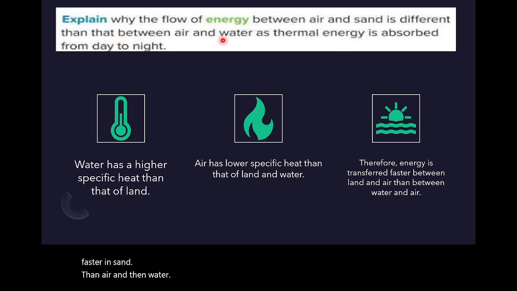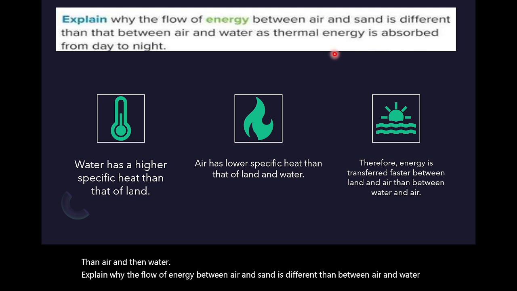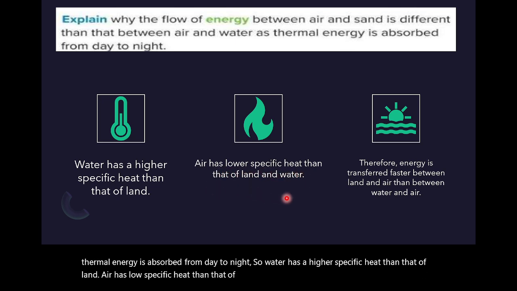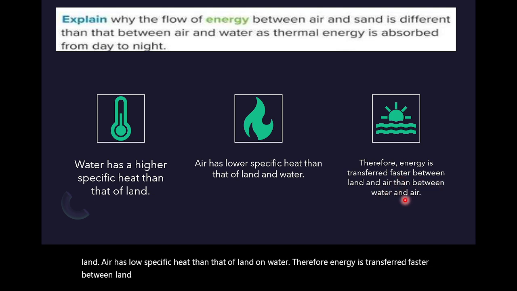Explain why the flow of energy between air and sand is different than between air and water, as thermal energy is absorbed from day to night. Water has a higher specific heat than land. Air has lower specific heat than land or water. Therefore, energy is transferred faster between land and air than between water and air.